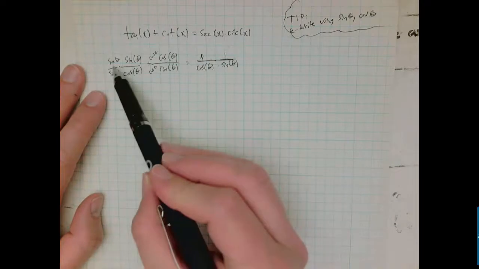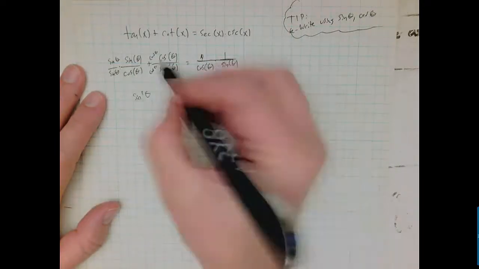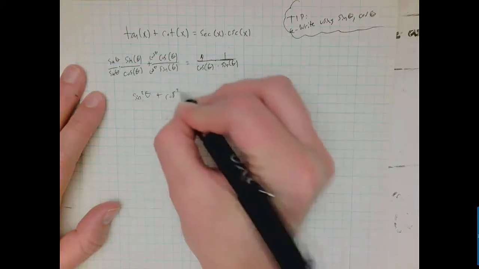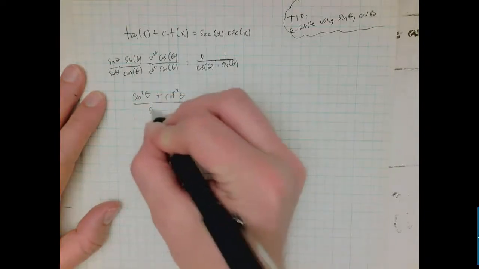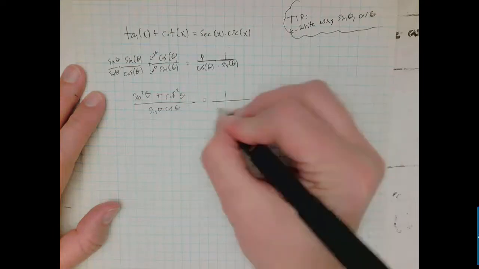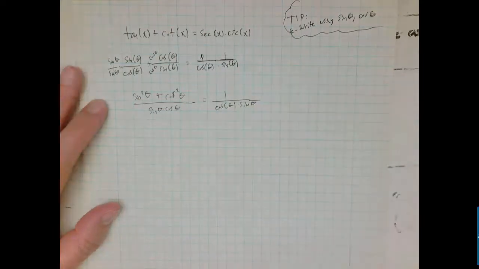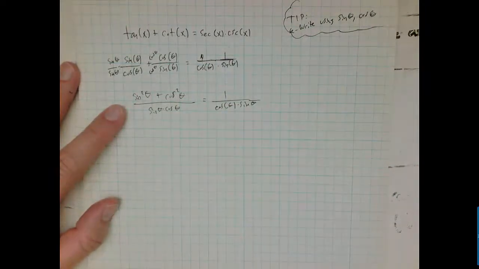So here I've got sine times sine, so that's sine squared in the numerator, plus cosine times cosine, so that's cosine squared in the numerator. In the denominator, they're common now, so sine theta, cosine theta. Aha, this is starting to look good. So denominators are the same. What do we notice about these numerators?